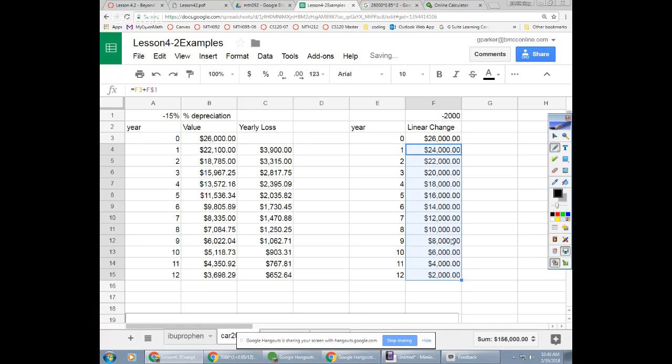So after 12 years, it's only worth $2,000. That's a little faster drop than we ended up over here. Well, this one drops faster at first and slower later. This drops by the same amount all the time. Right, so it's just a different way to go about calculating it. So sometimes it makes sense for a business to do linear depreciation. Sometimes they do percent depreciation. Just kind of depends on the situation.